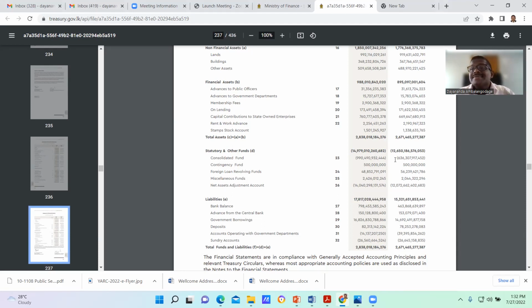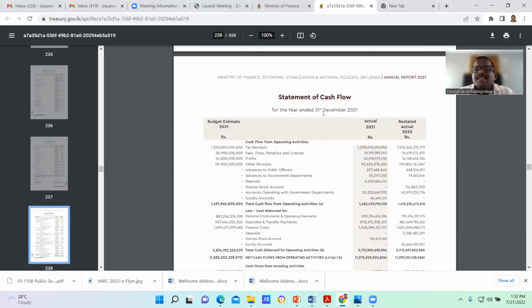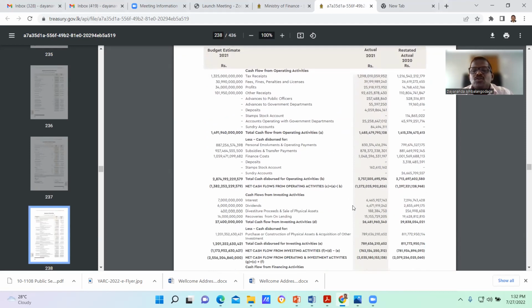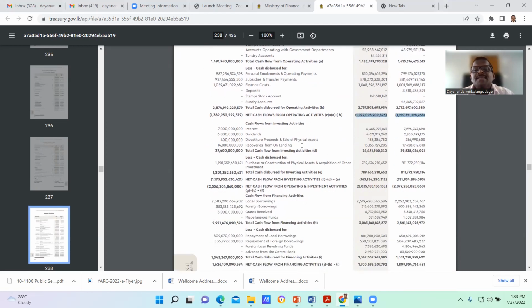No one is interested in this data and no one is using it. We will discuss that matter later on. Then if you look at the statement of cash flow, there are operating cash flows, and net cash flows from operating activities are really negative, almost 1.2 trillion. Cash flows from financing activities are positive because we are borrowing more.